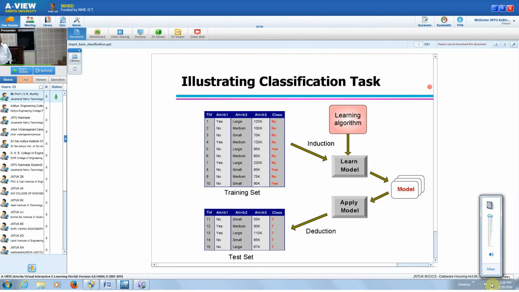Thank you. Please. You mean to say which records are training and which records are testing, or arriving at the model? What is your question?